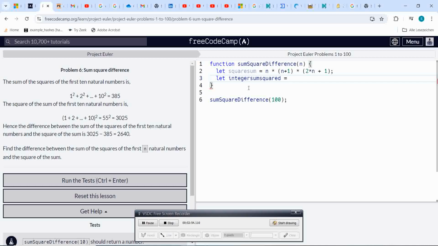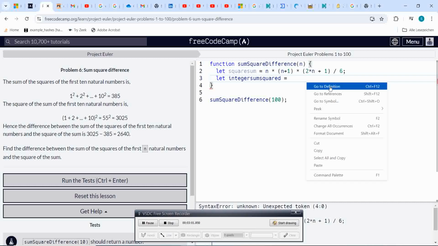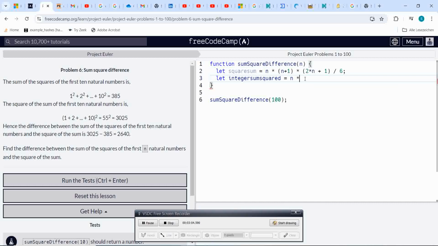Let's call it integer sum squared. So the formula he used, oh, there is a missing 6 here, so now it's correct. The formula he used was n times (n plus 1) divided by 2. And this takes this sum into a formula. So now the only thing we have to do is math.pow, put this into brackets, and square it.